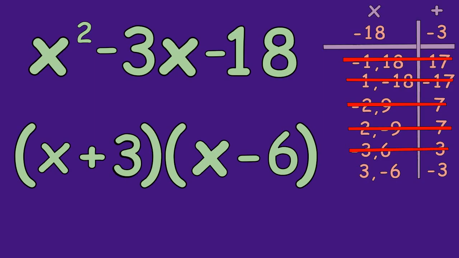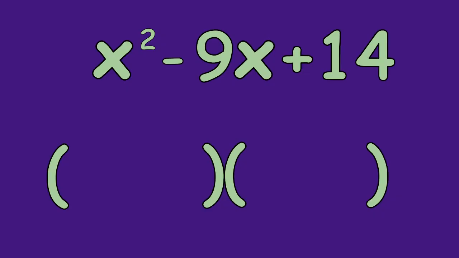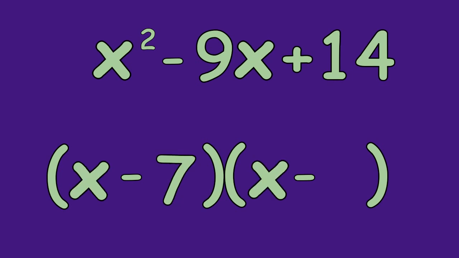Let's try one last example. X squared minus 9x plus 14. We're looking for two numbers that multiply to positive 14, but add up to negative 9. If we use 7 and 2, we can multiply to 14, but they add up to positive 9, not negative 9. The only other way we can multiply two numbers to get a positive product is if we multiply two negative numbers. Let's try negative 7 and negative 2. When we multiply them, we get positive 14, but when we add them, we get negative 9. Our final answer is x minus 7 times x minus 2.